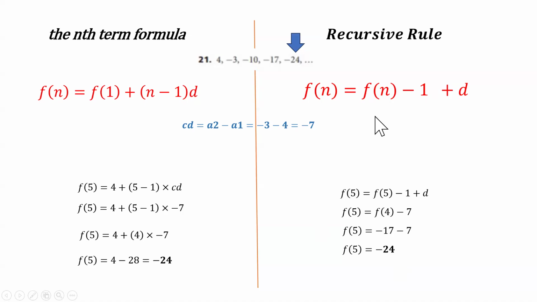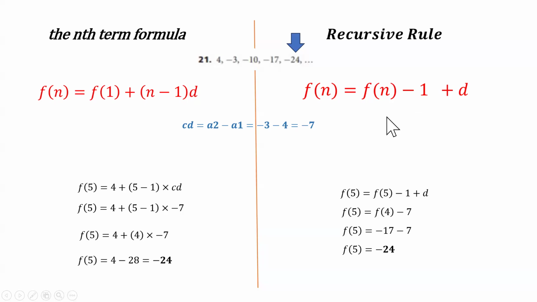So these are two ways. One, using the nth term formula, find the fifth term, and this is the recursive rule, which I'm finding also the fifth term. Don't forget, the important thing is to know what f(n-1) means. It is one term back from the term you want to find. For example, you want to find the 10th term, f(n-1) means f(10-1), which is f9.